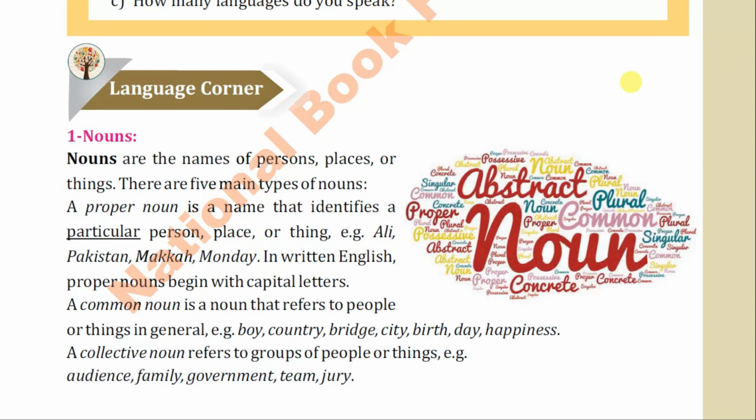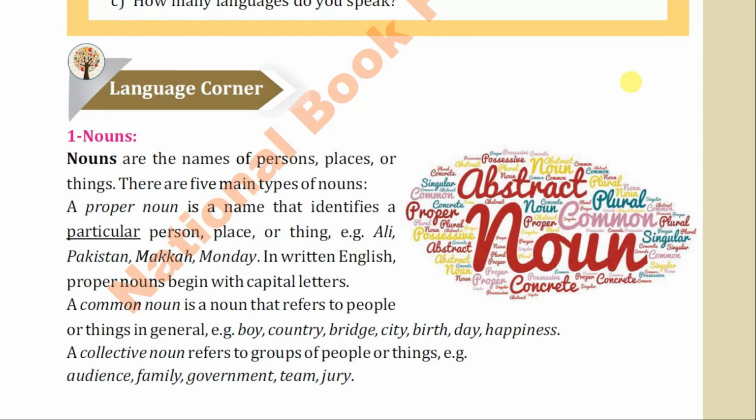In language corner, we have the nouns. Nouns are the names of persons, places or things. There are 5 main types of nouns. A proper noun is a name that identifies a particular person, place or thing. For example, Ali, Pakistan, Makkah, Monday. In written English, proper nouns begin with capital letters. A common noun is a noun that refers to people or things in general. For example, boy, country, bridge, city, birth, day, happiness.